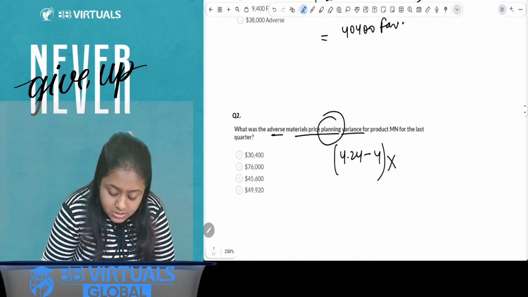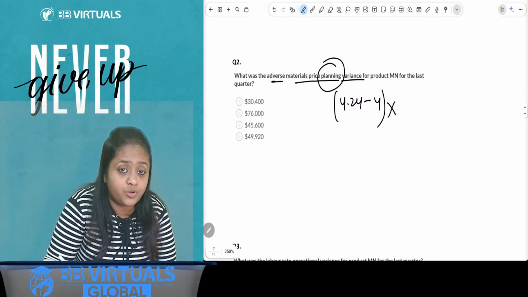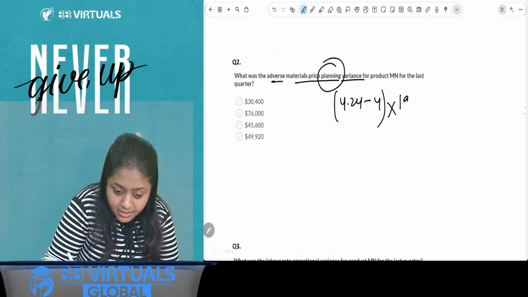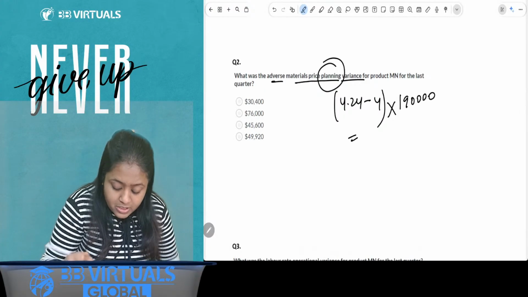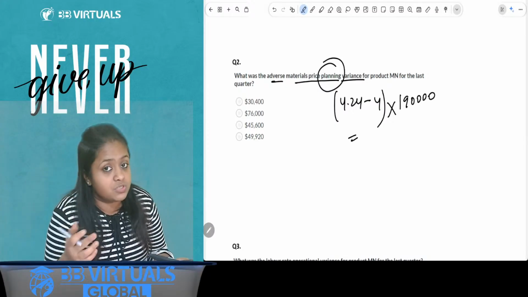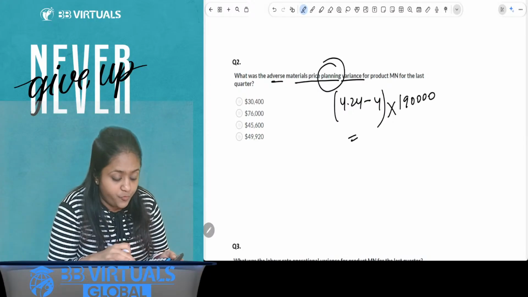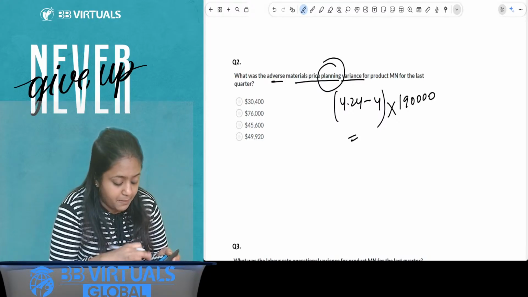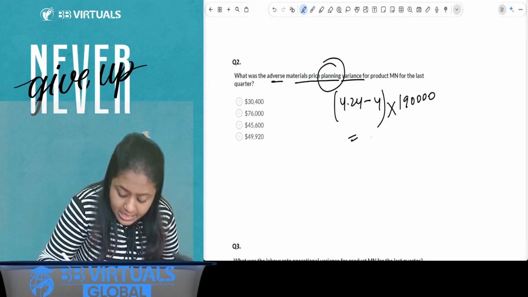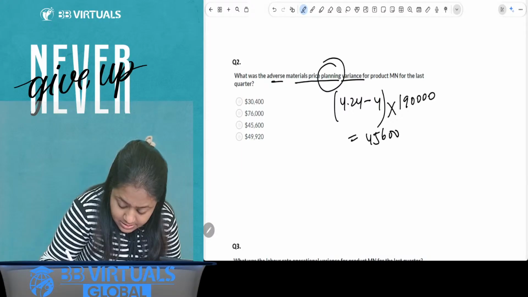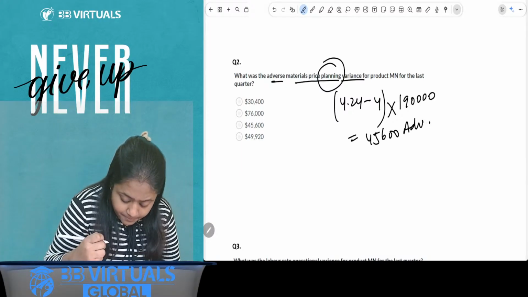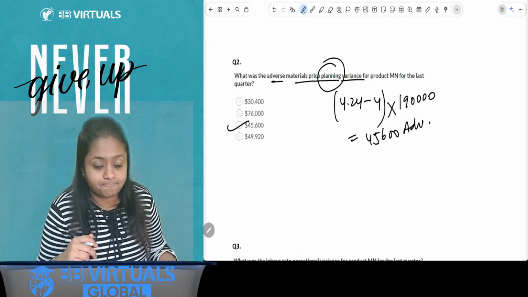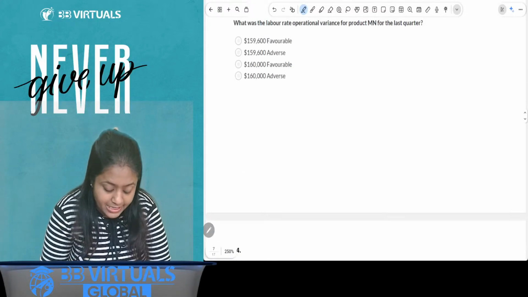Okay, now let's use it here. So I'll do 4.24 less 4 multiplied by 190,000. You will get an adverse variance because revised is more. I get here 45,600 adverse variance, which is option C. Done? Okay, let's go to the next one.